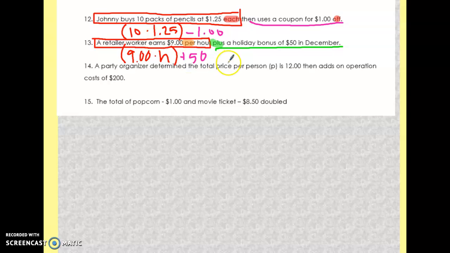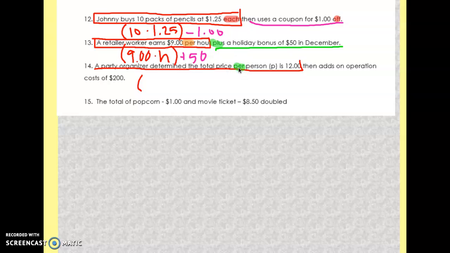A party organizer determined the total price per person is $12, then adds on operation costs of $200. So the first part, again, the nice thing is that in the English language, we usually say what needs to happen first. So this first part is what's going to be in parentheses. There's also that keyword "then," meaning this happens first, then we do the next part. So in our first set of parentheses, total price per person is $12. Our keyword is per. Again, I had mentioned that per is widely used for multiplication.